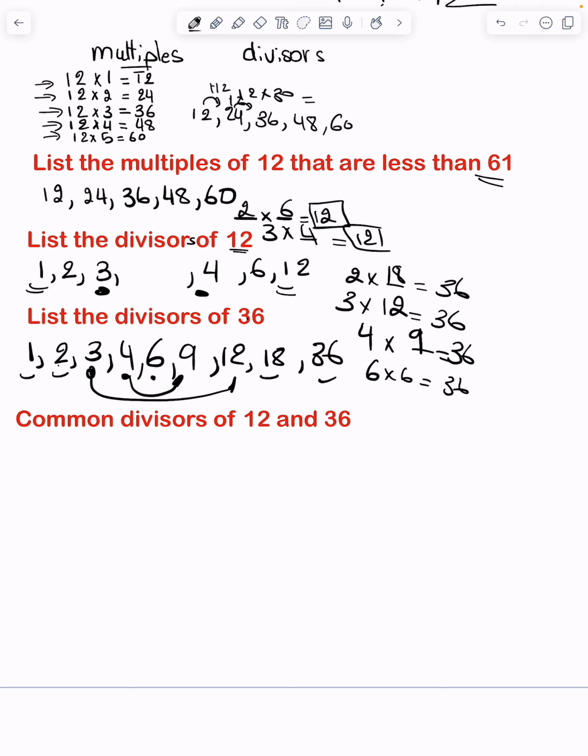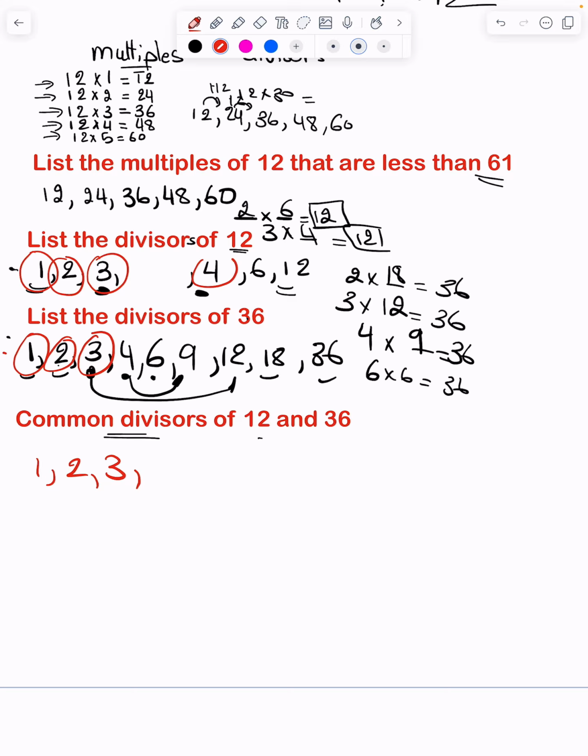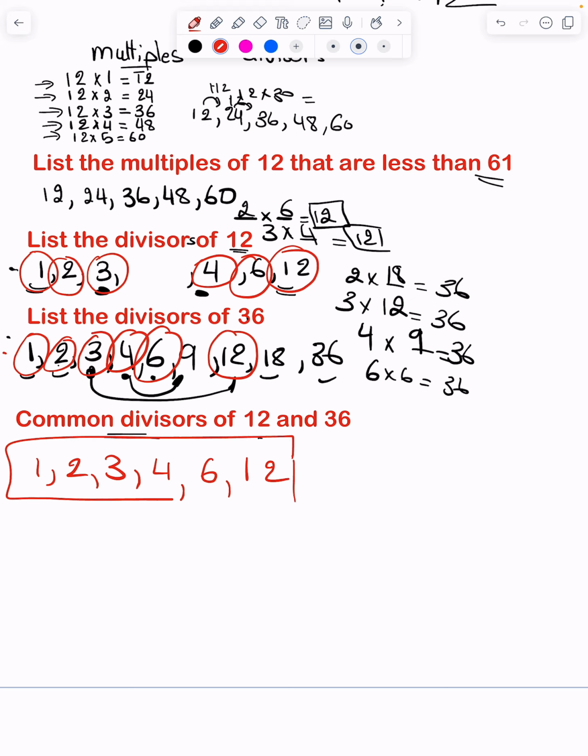Now they ask you what the common divisors of 12 and 36 are. So you've got the divisors of 12 and the divisors of 36, and you just look at the common ones. So 1, 2, 3, 4, 6, and 12. Okay, so these are the common divisors. Sometimes they will ask you for the greatest common divisor, which is the biggest number, and then you will answer 12, right?